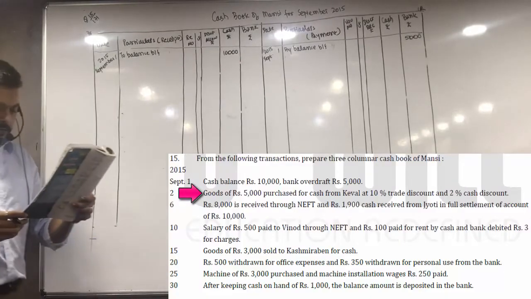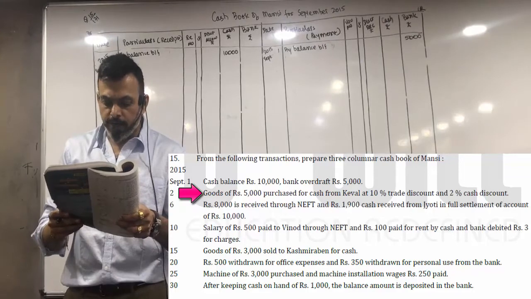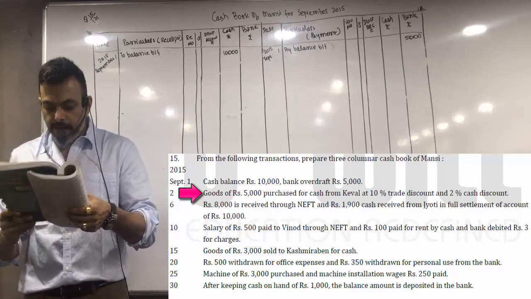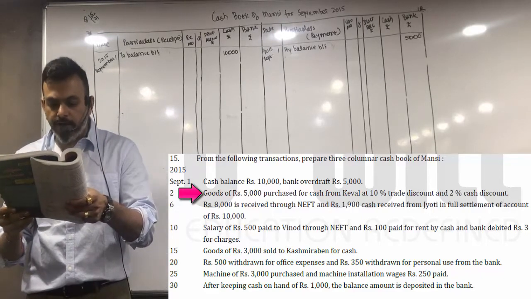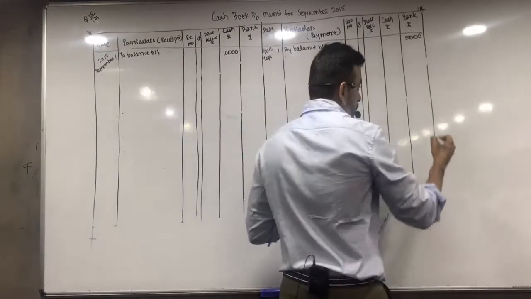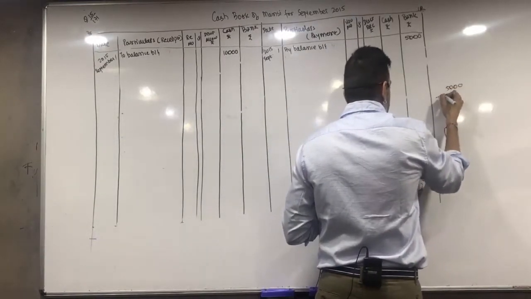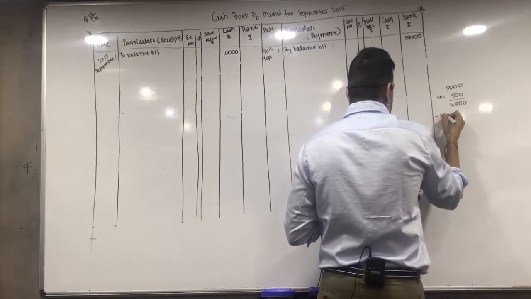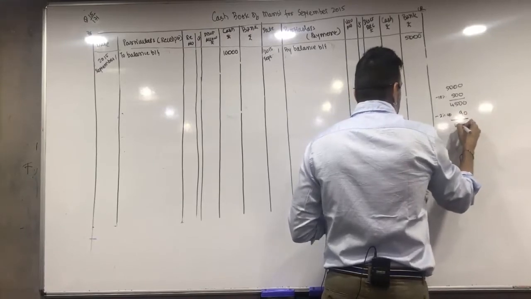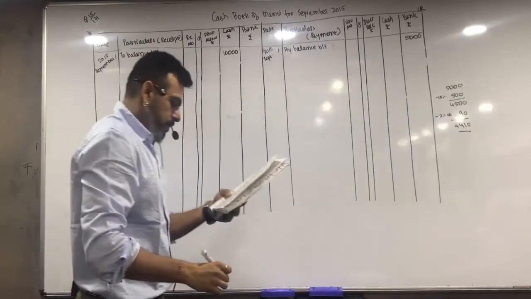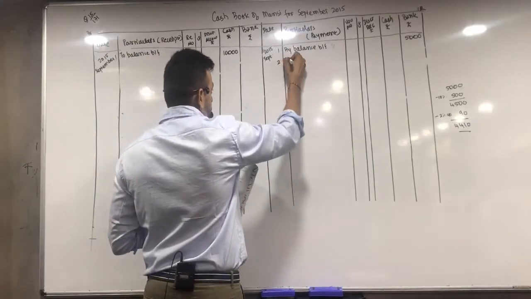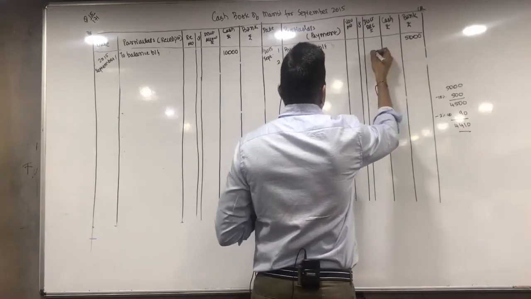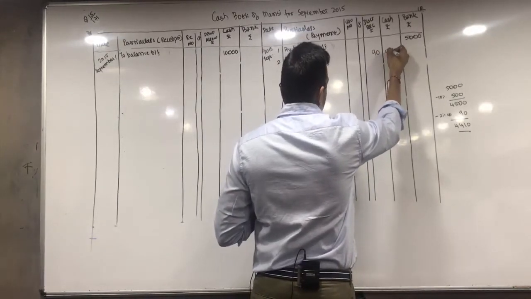September 2nd. Goods of 5,000 purchased for cash from Cable at 10% trade discount, 2% cash discount. Calculate it. 5,000 minus 10%, so 500. 4,500 minus 2% cash discount, 90, 4,410 for cash. Second, by purchase. Cash discount is 90. Cash is 4,410.